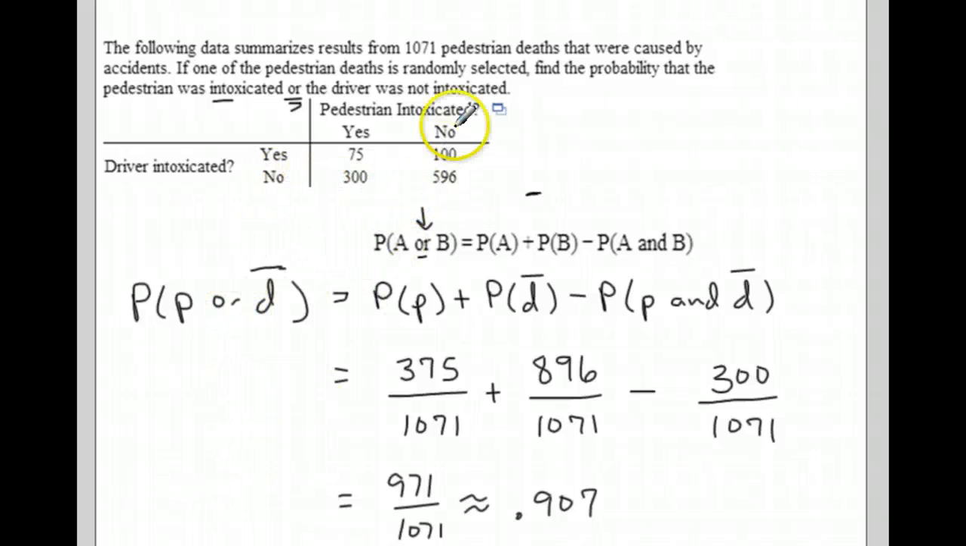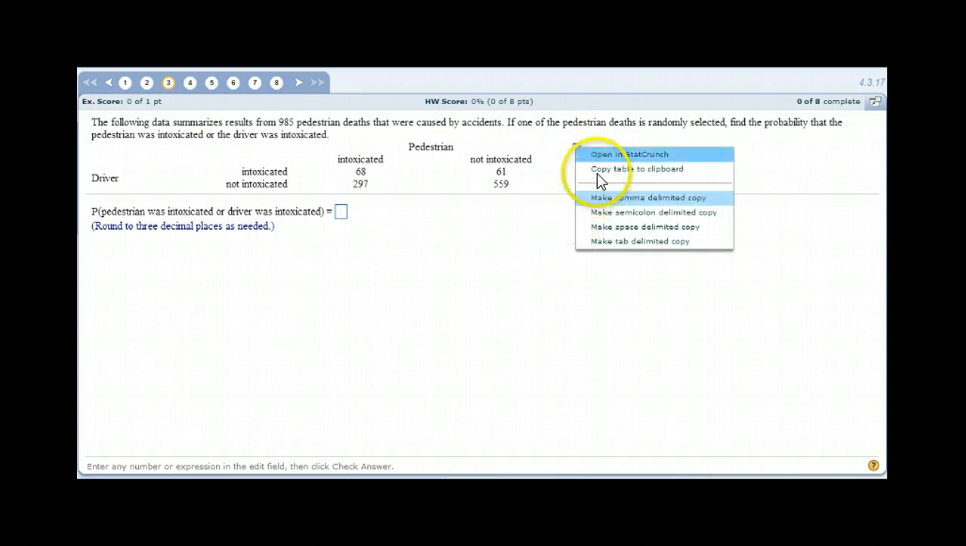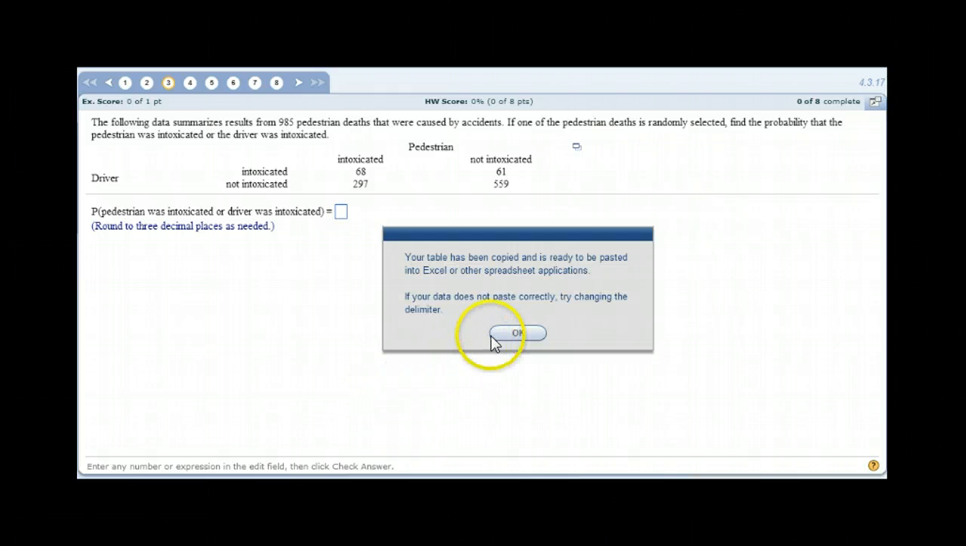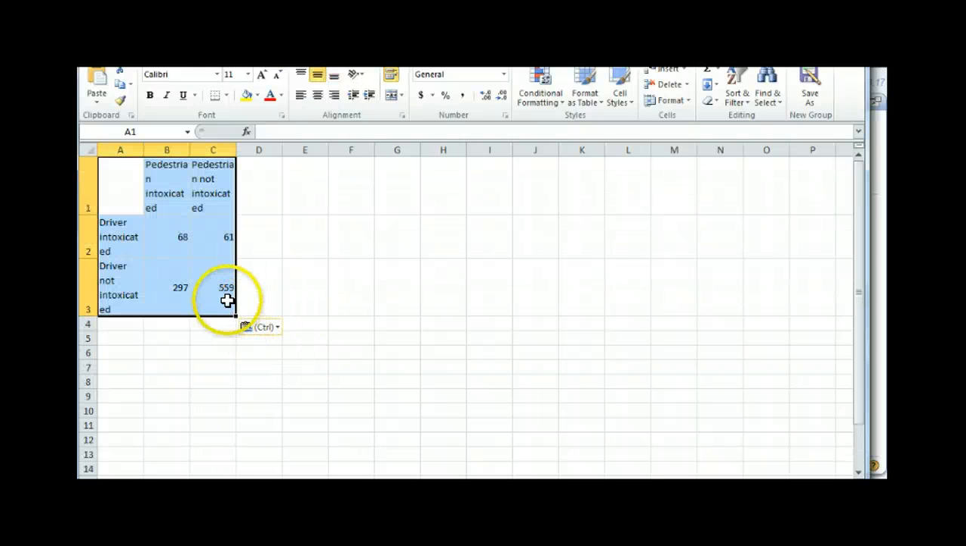Now I want to show you, because of this little bar or this little box right here, that means we can copy this to Excel. This is the homework as it looks online, with slightly different numbers for this example, but notice this box here. We talked about it before. If you click it, it brings up the copy to clipboard option. If we copy it to the clipboard, we can then transfer this over into Excel. So I'm going to go into this first cell and paste the data. I'm going to give it some room.